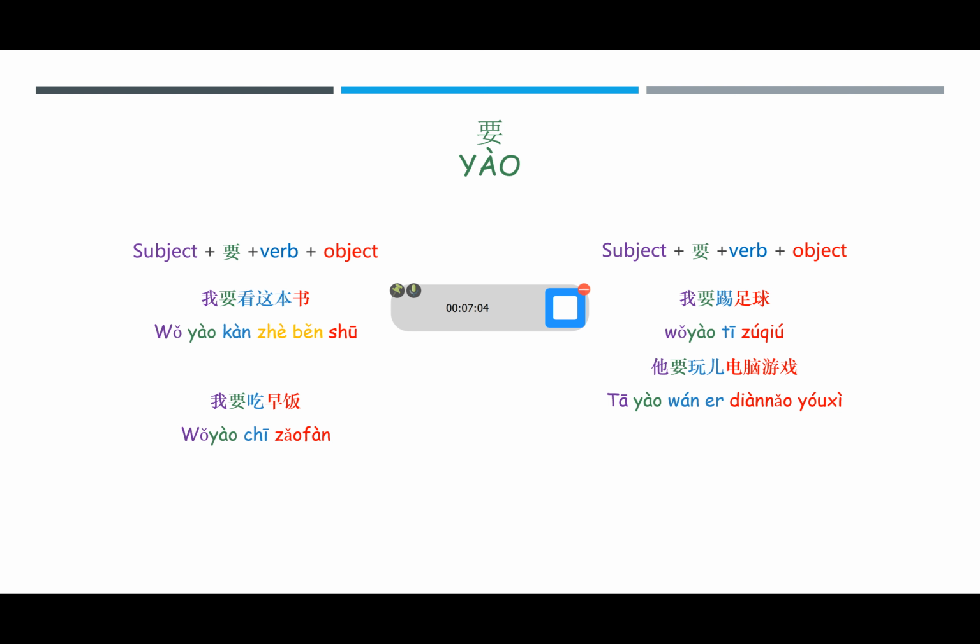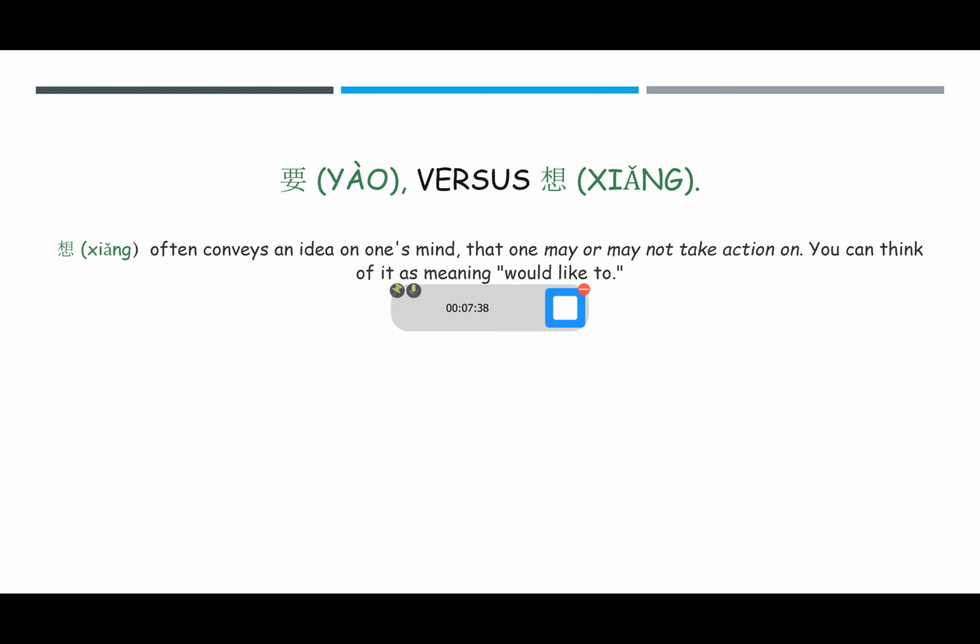他要玩电脑游戏. He wants to play video games. 你要打篮球吗? Do you want to play basketball? So this suggests the context might be that somebody's on their way to the basketball court and they're asking you to accompany them. So, there's a strong intention behind the use of yao with the verb to play the ball game.